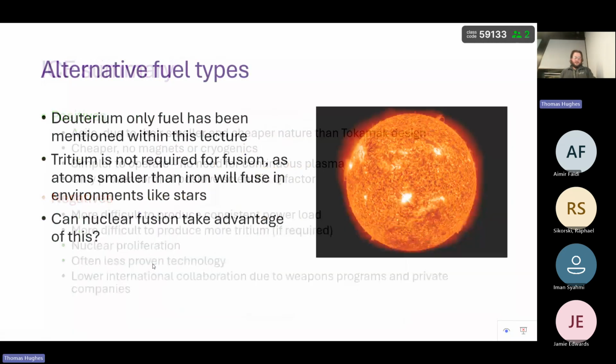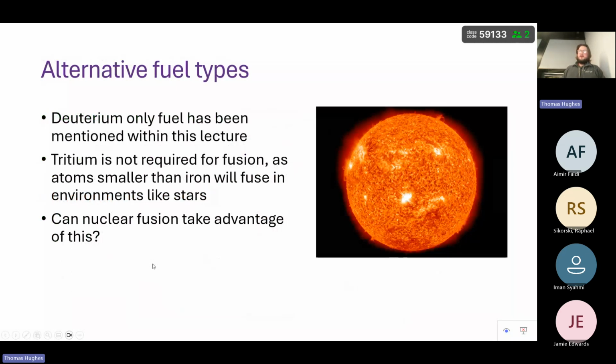So we're just going to have a quick touch on some alternative fuel types. We have mentioned deuterium reactions already. Tritium technically isn't required for fusion because atoms smaller than iron will fuse in stars, right? So it's actually possible. You could technically run all the way up to iron and do fusion. So can we take advantage of this?